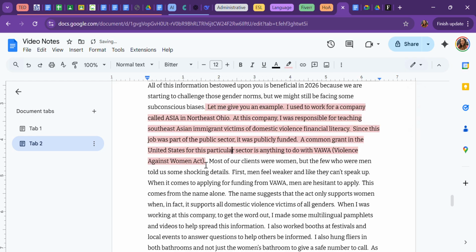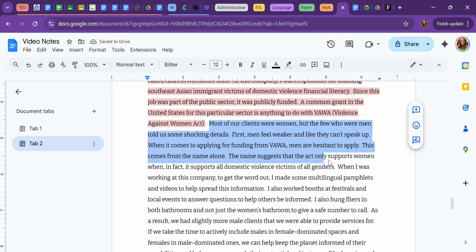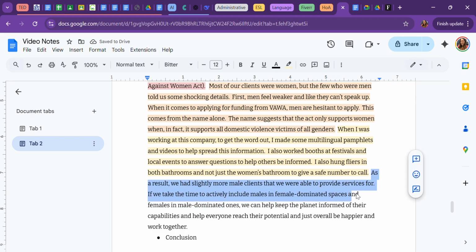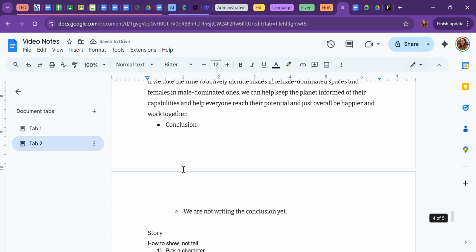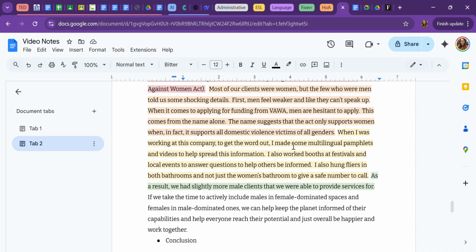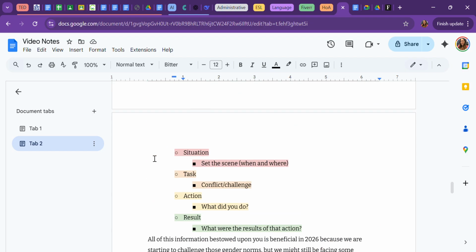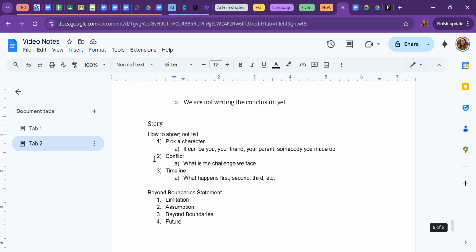Situation. Task. This is the conflict. These are the actions I took. These are the results of those actions. This is an example of this. Okay, conclusion. We are not writing the conclusion yet. You have made it this far. Let's keep going. This shows you that you can write this in like an hour. But of course, I've been doing this way longer than you, so maybe it'll take you a little longer. But hopefully this helps you so much.